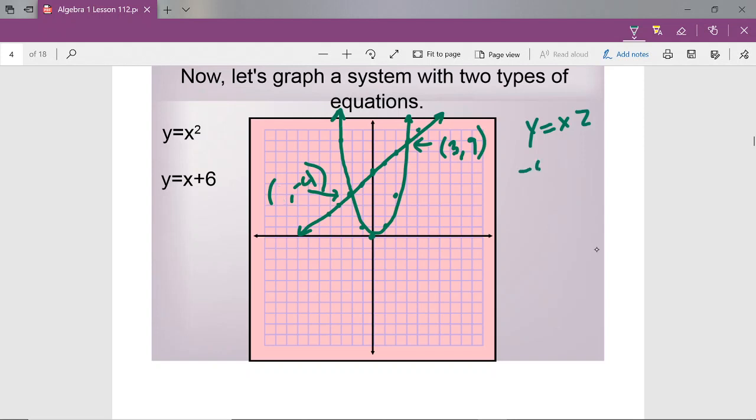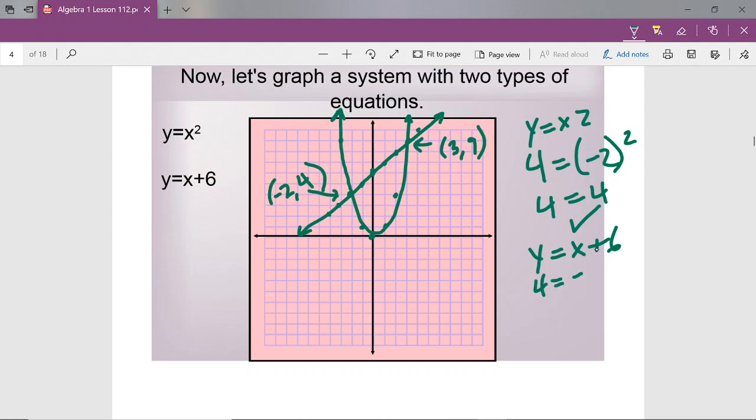Oops, I turned that around. Oops, sorry about that. And we have negative 2, 4. That would make a lot more sense. All right, so if I have a positive 4 for y, a negative 2 for x, yes, 4 equals 4. So that works. And then y equals x plus 6. 4 equals negative 2 plus 6. Yep, that works. So for sure, that is one of our solutions. And then we check 3, 9. It works for y equals x squared, and it works for y equals x plus 6. So yes, both of those are solutions to our system.